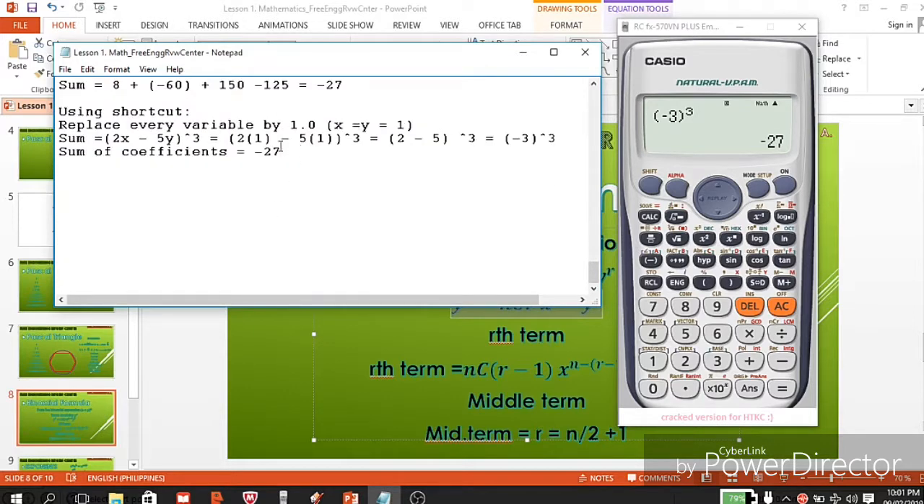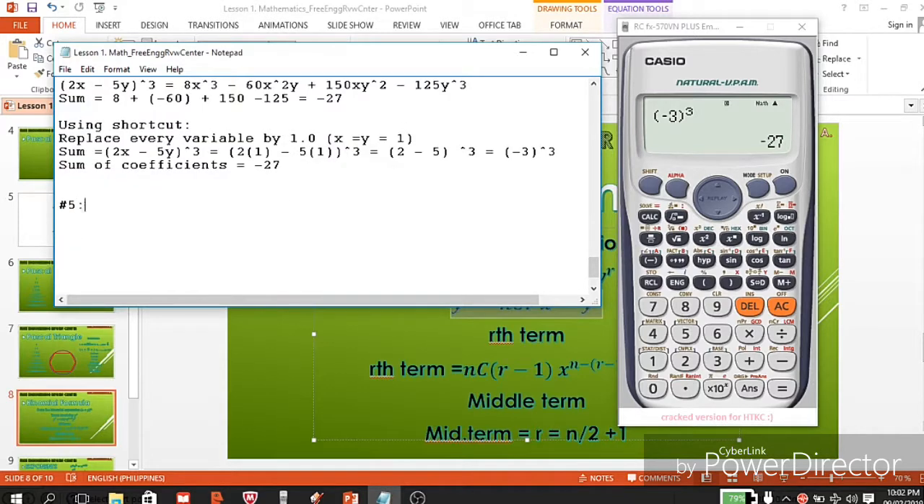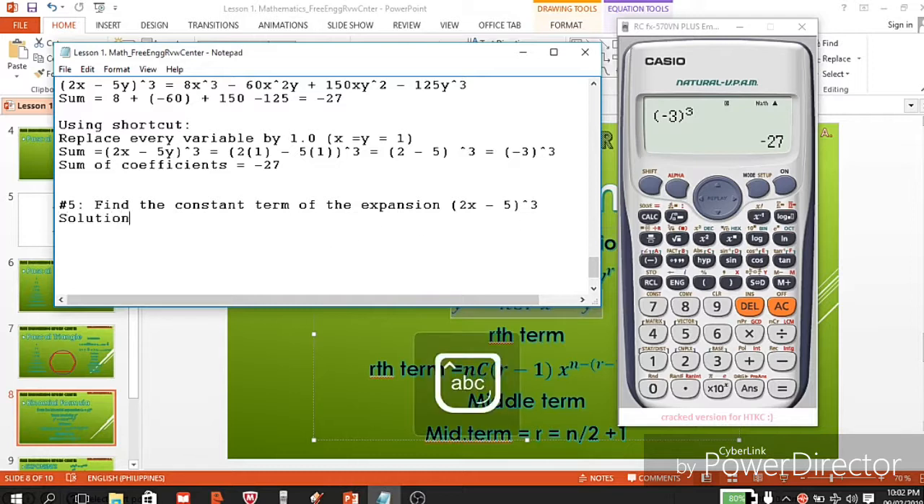So in this previous example, how about if the problem is this one? Find the constant term of the expansion. How about if the expansion is this one? What is the constant term? We cannot make a constant term if every term has a variable. So what could be 2x minus 5 equal 3? What is the constant? So here is the solution.